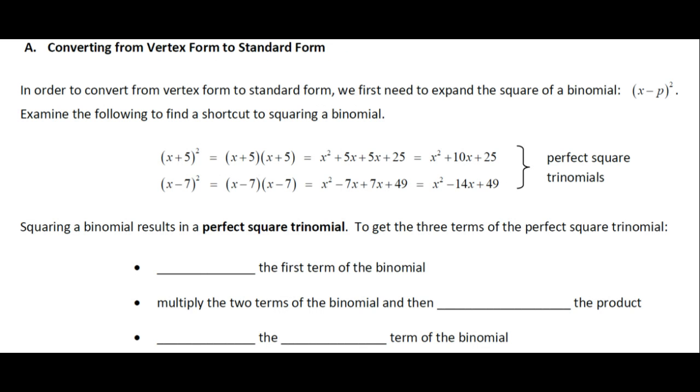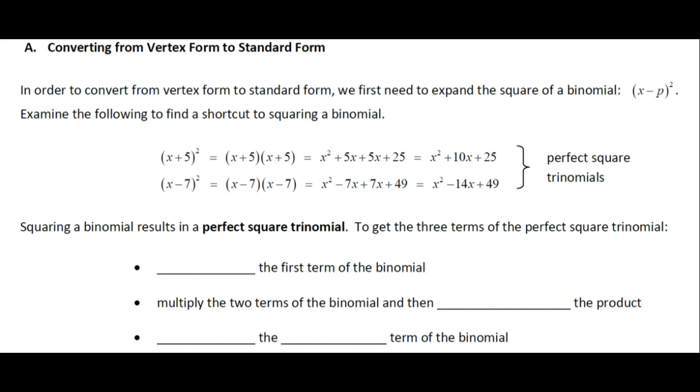Converting from vertex form to standard form. In order to convert from vertex form to standard form, we're just going to go the other way first, which is actually pretty easy. We first need to expand the square of a binomial, x minus p quantity squared. Examine the following to find a shortcut. Okay, so x plus 5 squared. What does that mean? It means you multiply x plus 5 by itself.